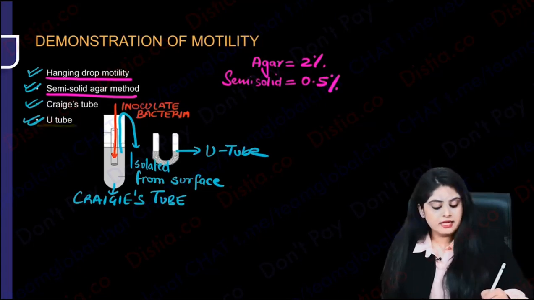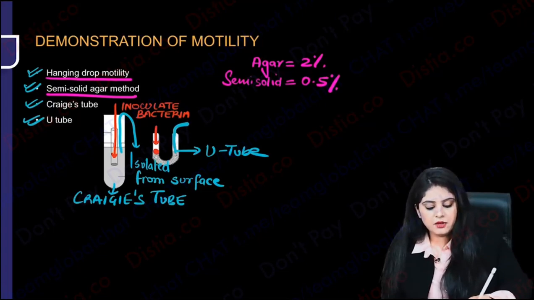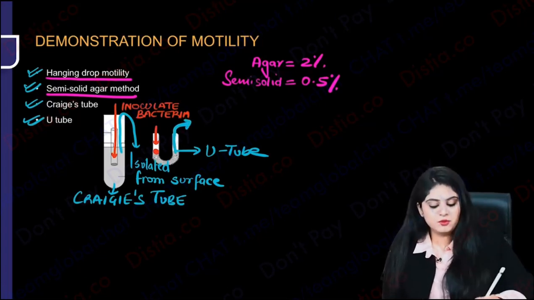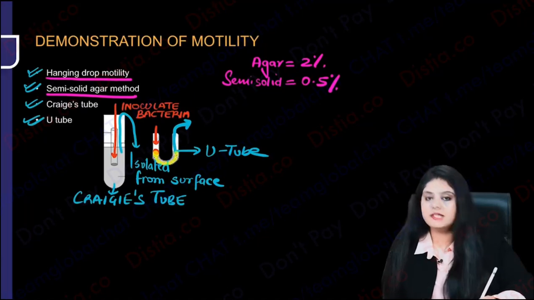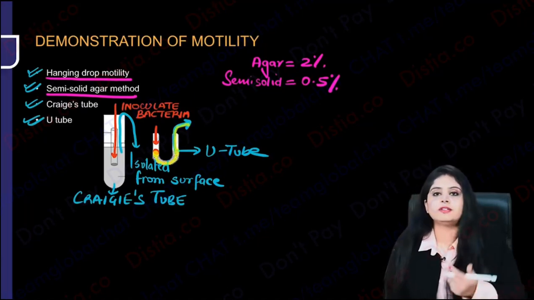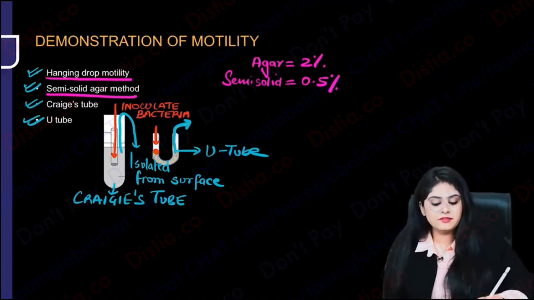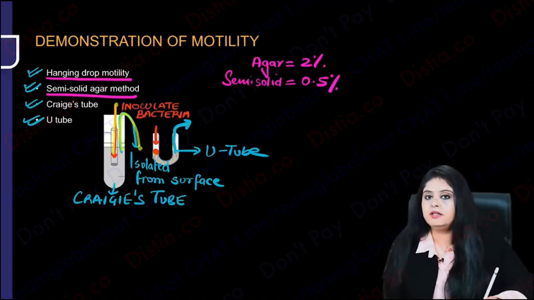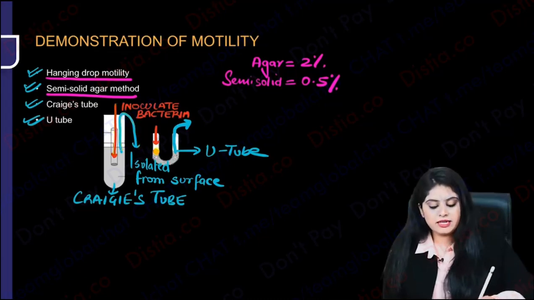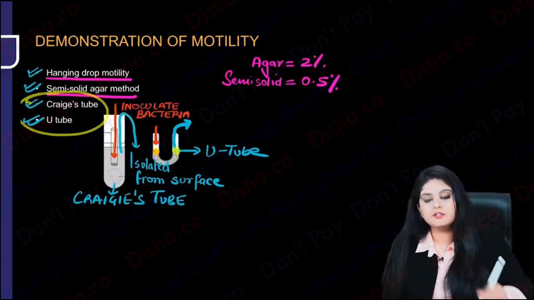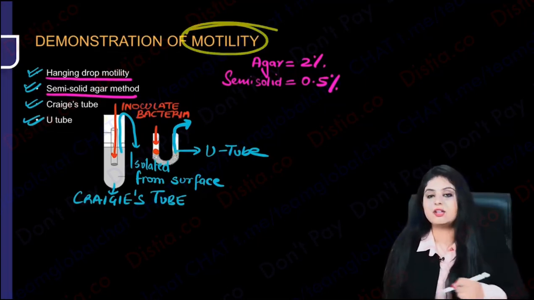What is U-tube? If I put the organism over here this time and next time I get it from here, this means the organism has moved. You put it at one end, it swims, it has come to the other end, and if you see it from here, that is the motile organism. Simple. If you put it in the small tube and get it from the big tube, or if you put it on one end and get it from the other end. These are the principles of Craigie's and U-tube, and that means that your organism is motile.